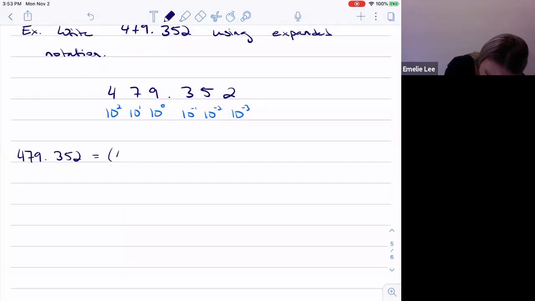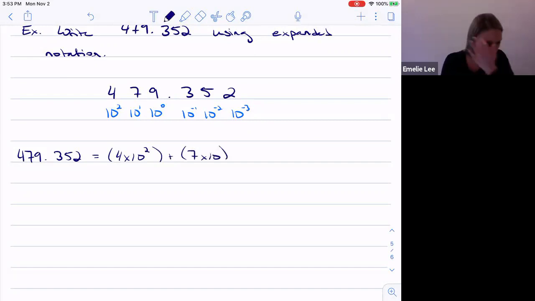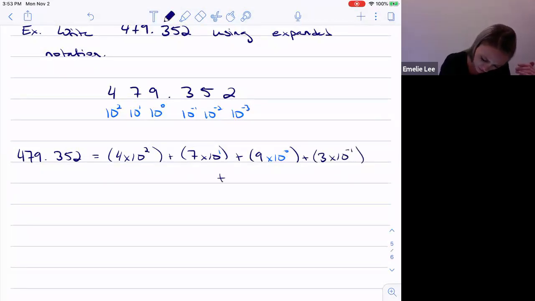So 479.352 becomes 4 times 10 to the 2 plus 7 times 10, technically here kind of optional, to the power of 1. If it helps you see it, then that's great, use it. Plus 9 times, and then I'll do the optional, 10 to the power of 0, plus, and then moving right along, 3 times 10 to the negative 1, plus 5 times 10 to the negative 2, plus 2 times 10 to the negative 3.